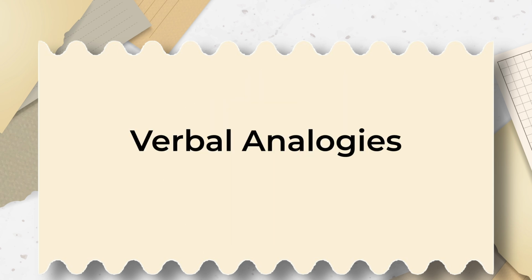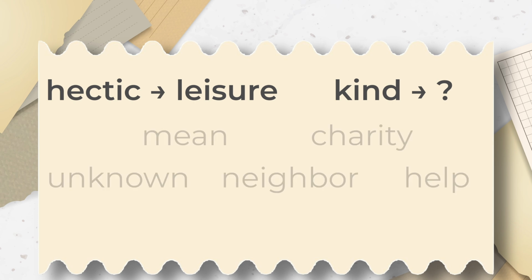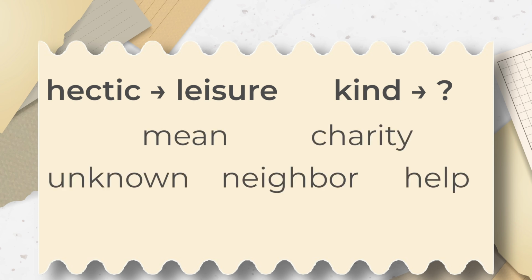The next question type also evaluates verbal reasoning, and it's called verbal analogies. Each question provides a pair of words that go together in a certain way and a 3rd word. Choose a word from the answer choices that goes together with the 3rd word in the same way.